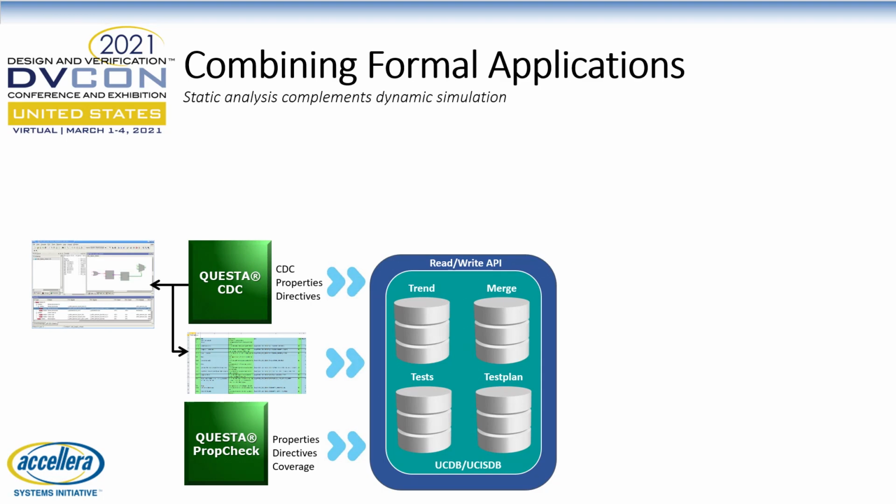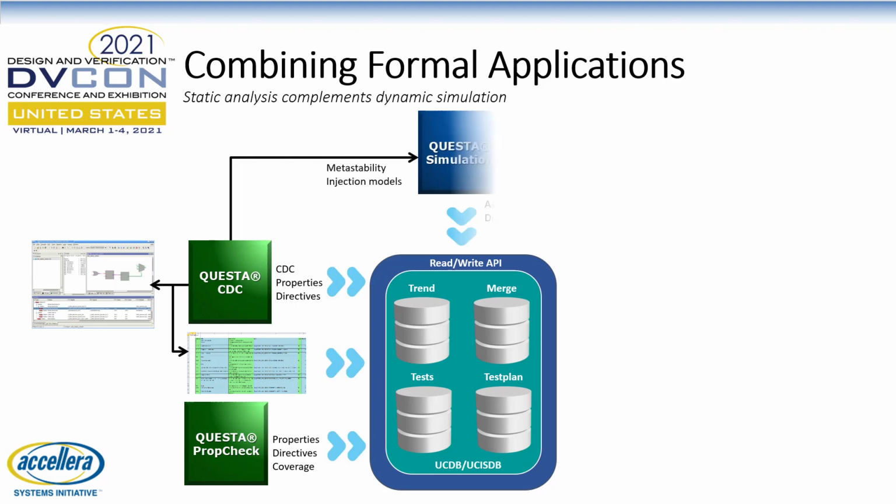Questa CDC will check all your clock domain crossings for you. Any properties it covers will automatically get put in the database, but it also identifies all of your CDC issues and automatically generates a CDC test plan that goes into the database as well. One of the things that CDC does when it sees a potential problem is to inject metastability models into the RTL. These models will inject random delays at clock domain boundaries and create assertions to make sure that the delays don't break anything. These assertions get automatically recorded in the UCDB as well.